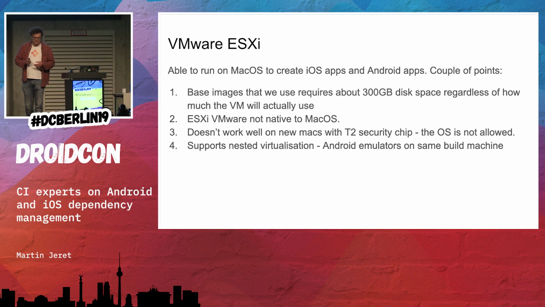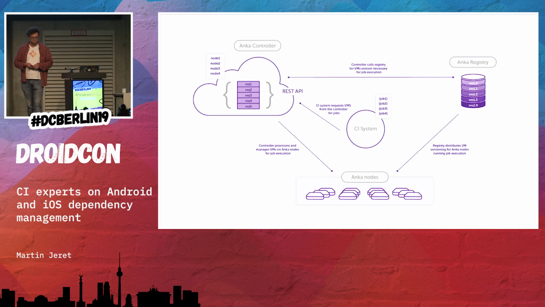But the really nice thing if you do use VMware's ESXi is that you support nested virtualization. So if you have driver tests or instrument tests, you can run them on the emulators. So what are some of the alternatives to this? Because obviously iOS is a problem. And if you are looking for alternative virtualization methods, and I'll show you how these work as well, and what the results are, one option is to use Anka, which is by Veertu.